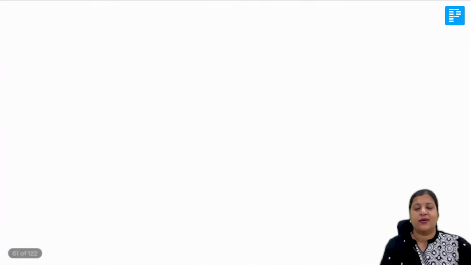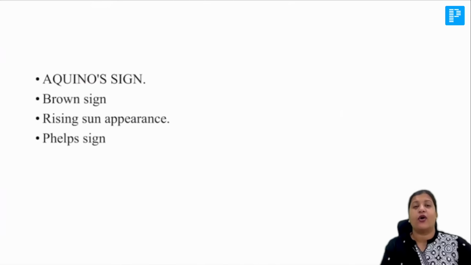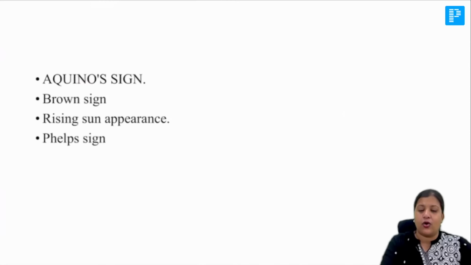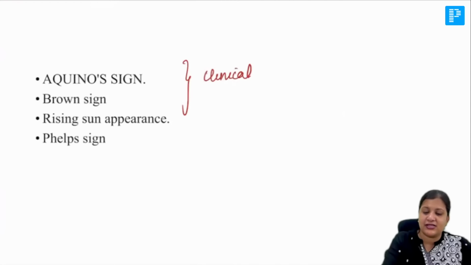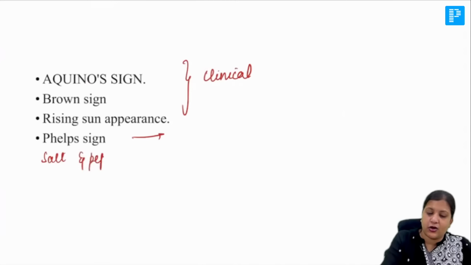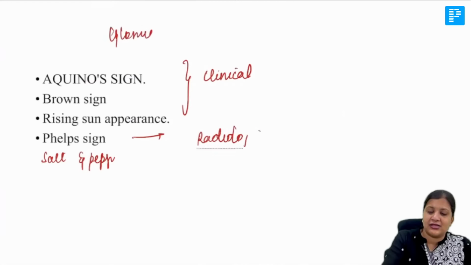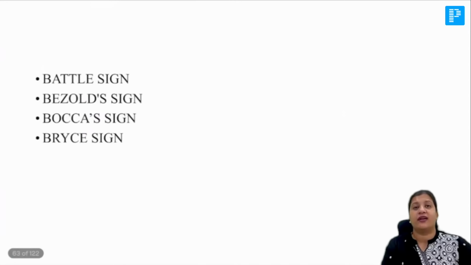So we've done this question. Now let's go to the signs. Now all the signs which are important in ENT, I'll be revising them very quickly over here because it's going to be quick revision before your exams. What is Aquino's sign? It is a sign that we see. All these signs are seen in glomus tumor. These are clinical signs that we see. Phelps sign and salt and pepper appearance is a radiological sign that we see in patients who are having this glomus tumor. We've already discussed this, so I'm not going to go into it because we've already seen that.